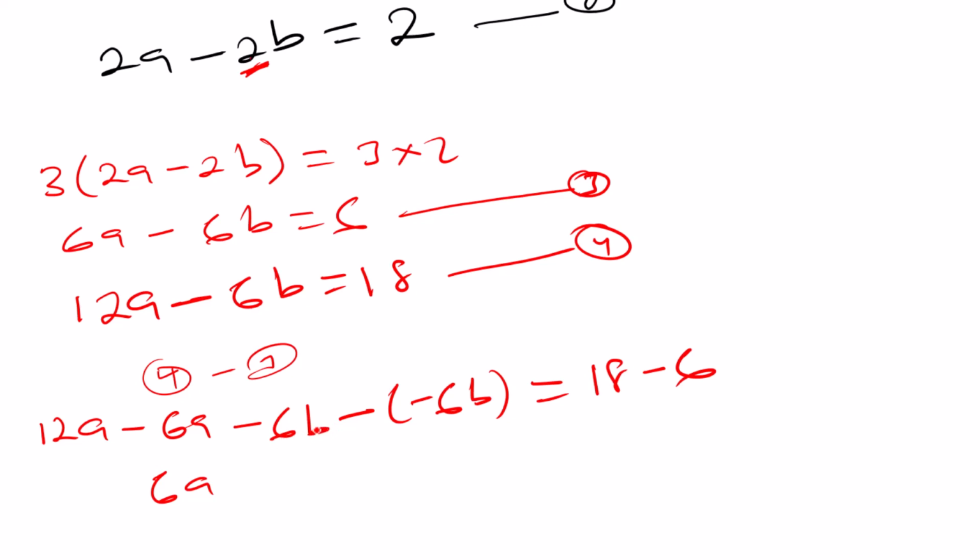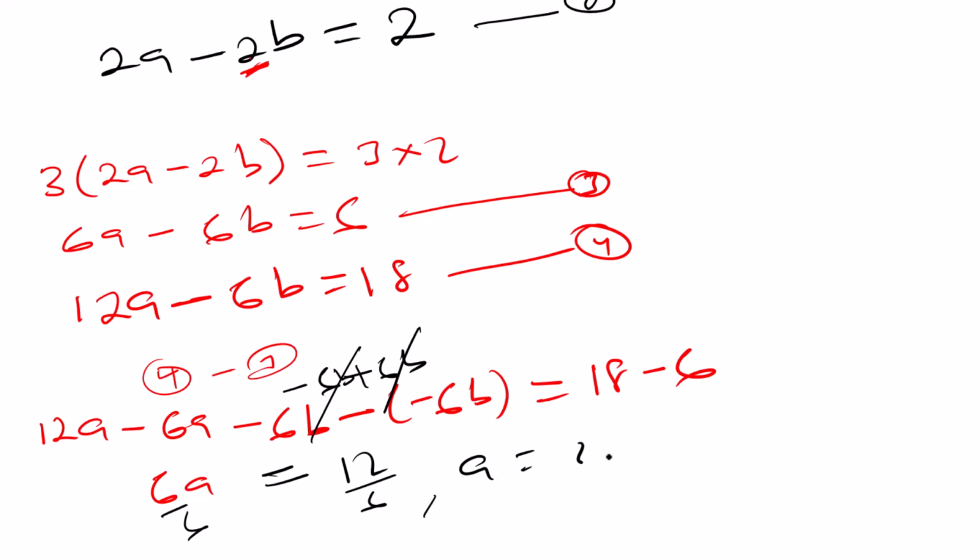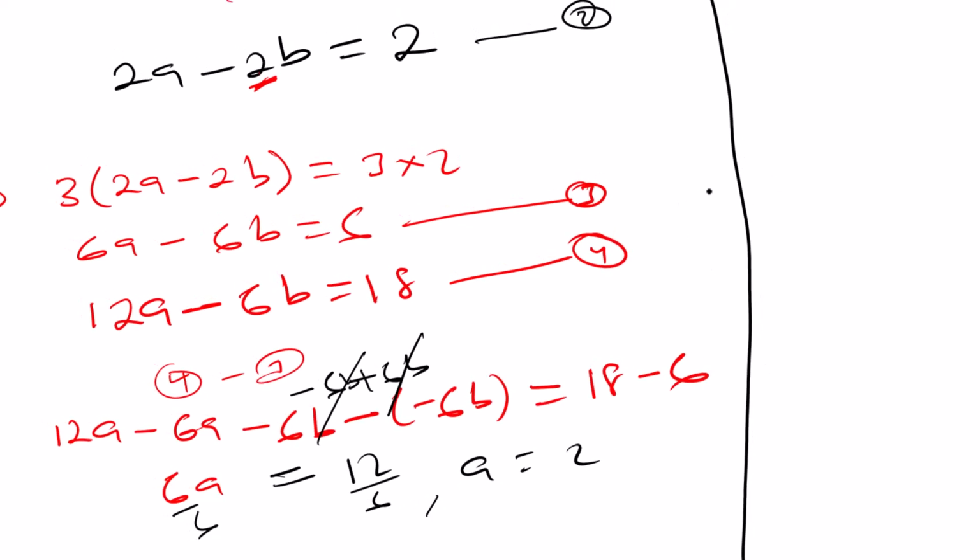So the b terms go, and we have 18 minus 6, so I'll get 12. So divide both sides by 6. So a is what? 2. So we have a equals 2.